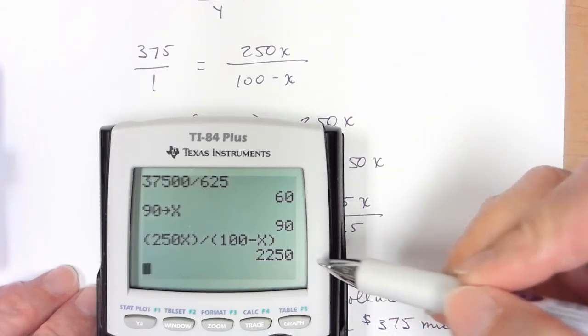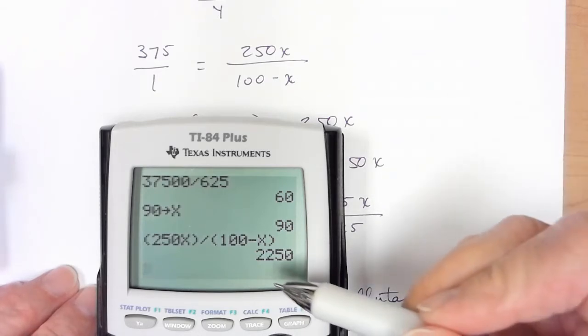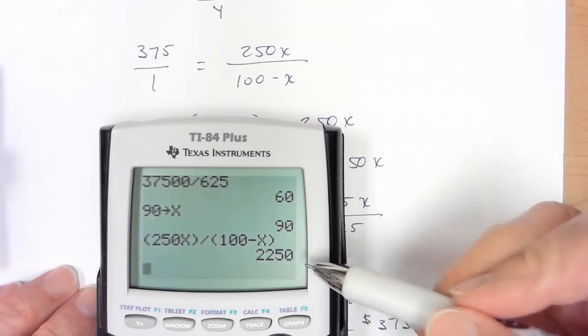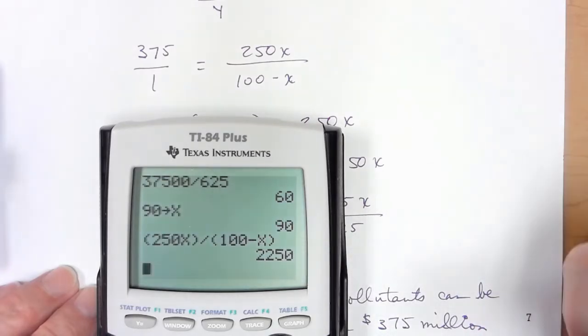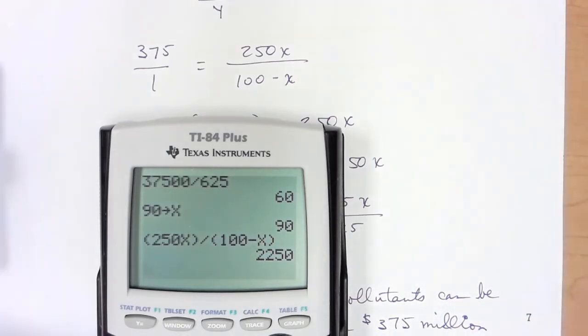If you put million on the back of this, actually it'd be 2.250 billion to remove 90% of the pollutants. And that's it for this problem. Thank you.